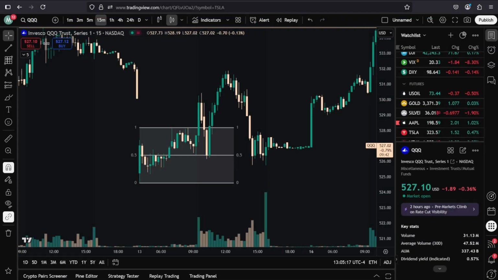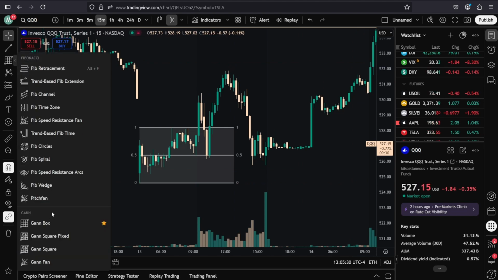I'm an advocate for saving money and staying simple. Everything that I'm about to show you on this TradingView chart you can do for free, no subscription needed. The first thing you're going to want to do is go to Gann and Fibonacci tools, go down to Gann Box, and highlight the star icon to add it to your favorites.